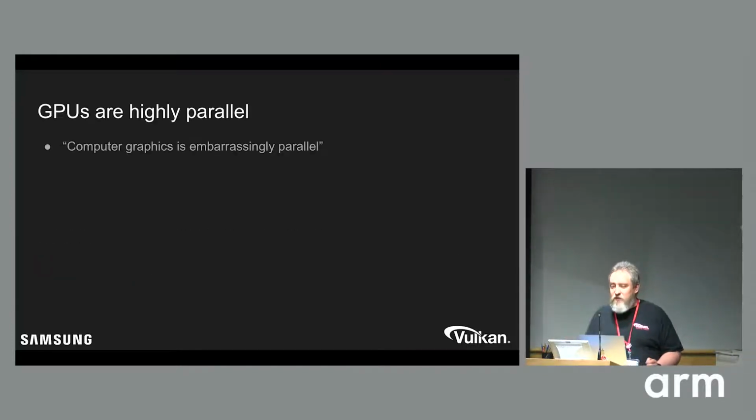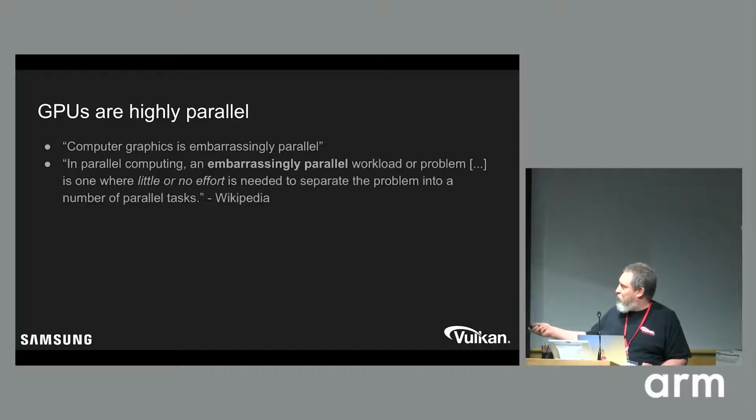So it will surprise you to know that GPUs are parallel things. It's a well-known statement that computer graphics is embarrassingly parallel. What do we mean by embarrassingly parallel? Well, Wikipedia, which is always right, says in parallel computing, an embarrassingly parallel workload or problem is one where little or no effort is needed to split the problem into a number of parallel tasks. Citation needed. Obviously, if there was little or no effort needed, then you could all ignore me and everybody would be much happier for the next 20 minutes.